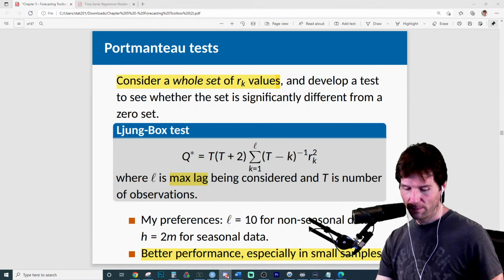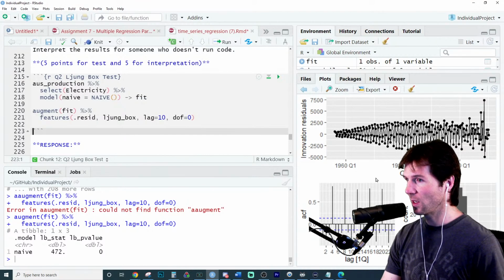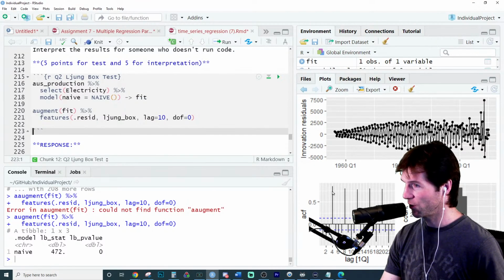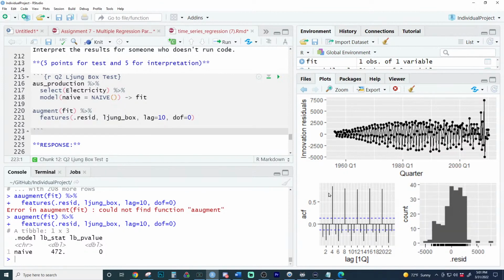Good stuff. And you will see right here, there is significant autocorrelation. This is ridiculous. And this is quarterly, so there's a yearly pattern, it looks like. But that's got it.